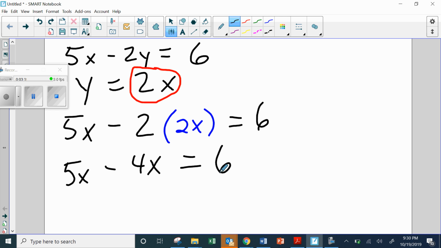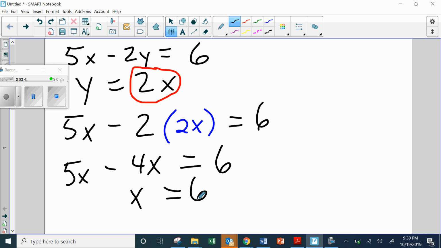So I get 5x subtract 4x just gives me x. So that equals 6. So I'm really done. I don't have to do anything else. If you were following your sheet, you could say the last step is division, but you would just be dividing both sides by 1, which isn't really necessary. So I know x equals 6.